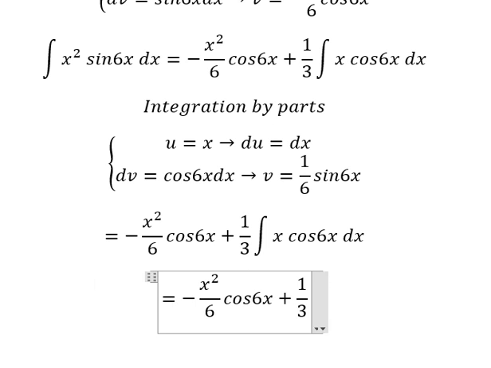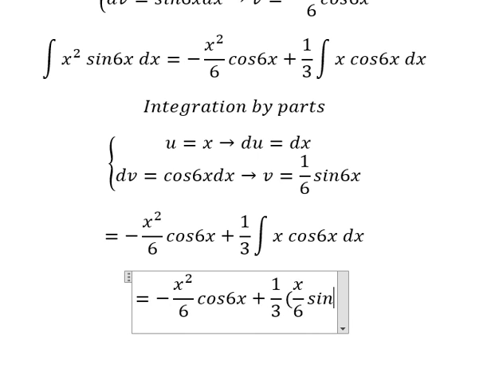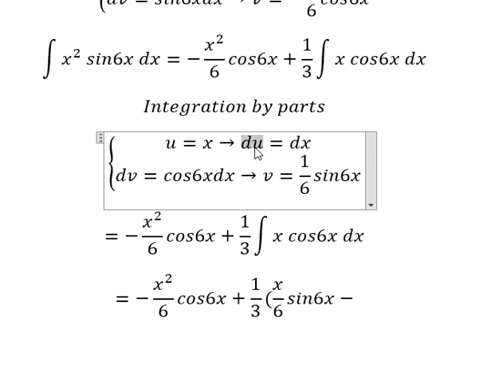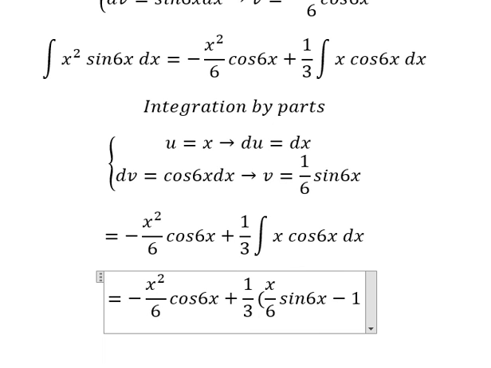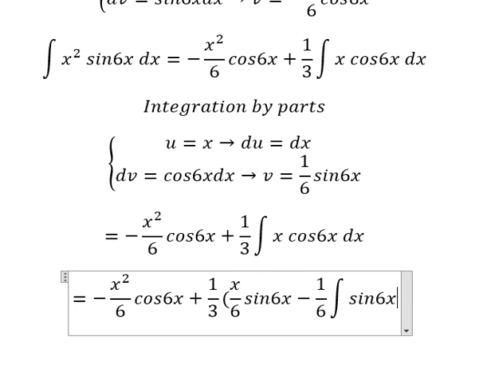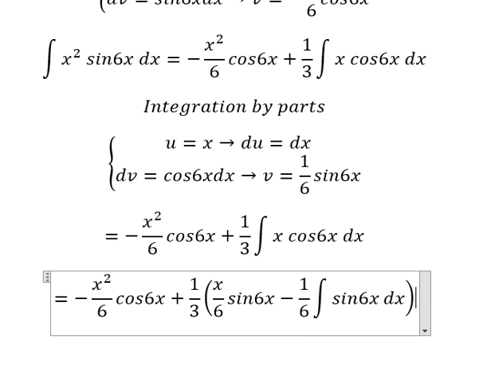So we have u multiplied by v, minus the integral of v du, so we have negative 1 over 6, the integration of sin 6x ds, and we put the bracket in here.